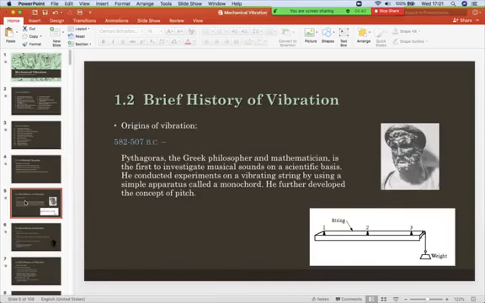So under the brief history of vibration, we see that around 580 to 500 BC, it was Pythagoras. Here you can see the weight and the string. He was the Greek philosopher, we know that from our junior years, and mathematician, the first to investigate musical sounds on a scientific basis.